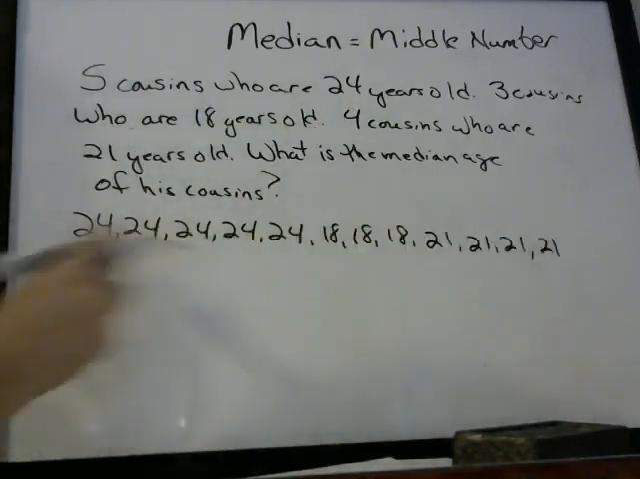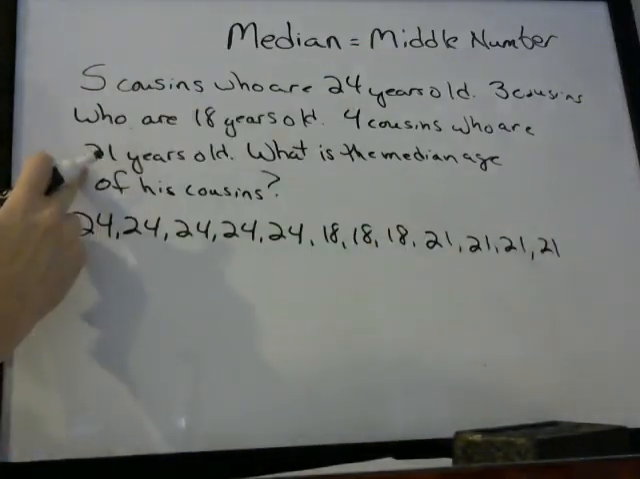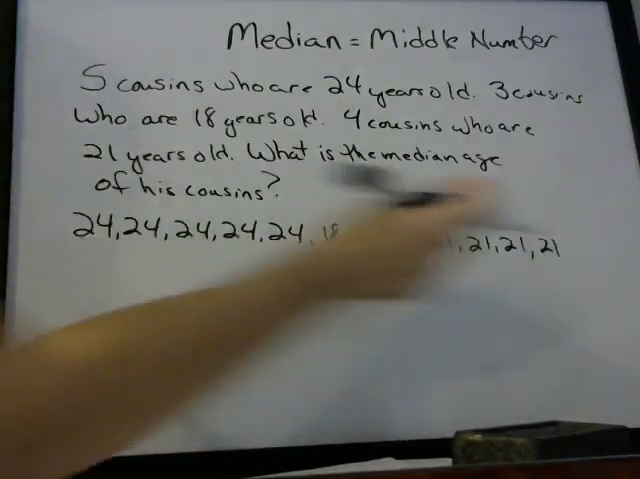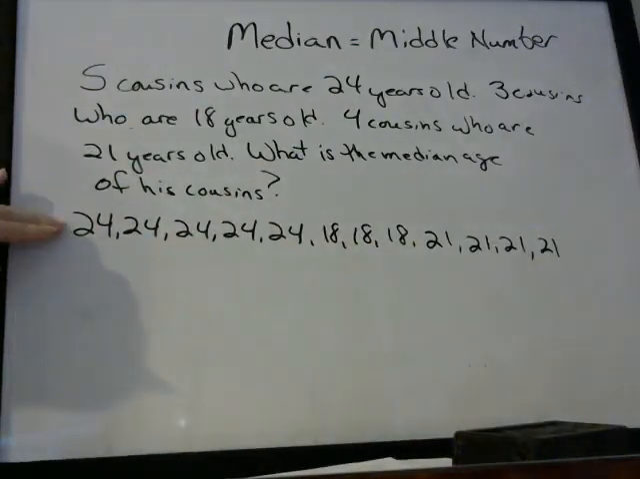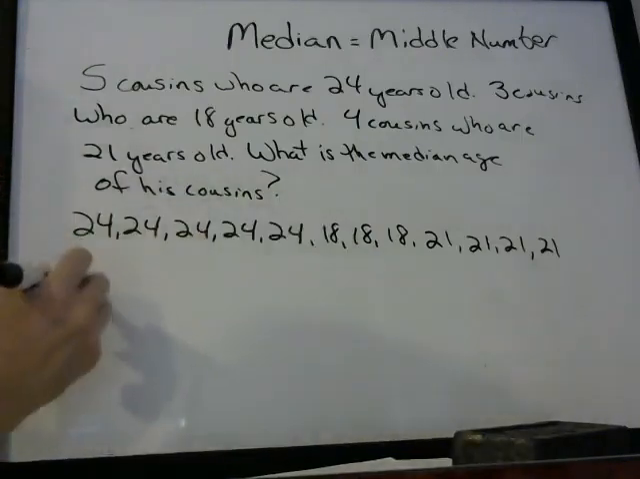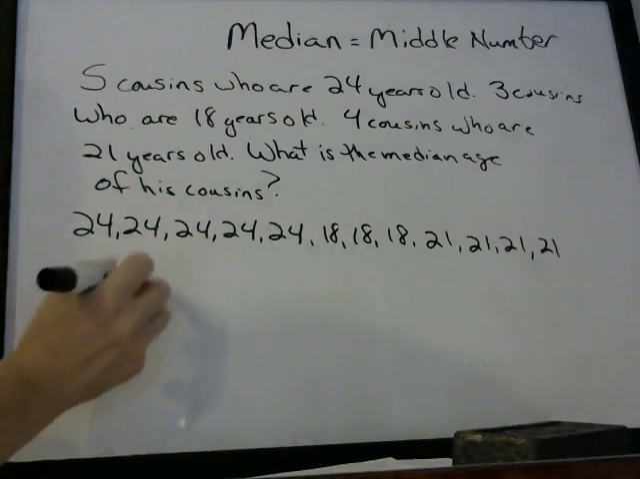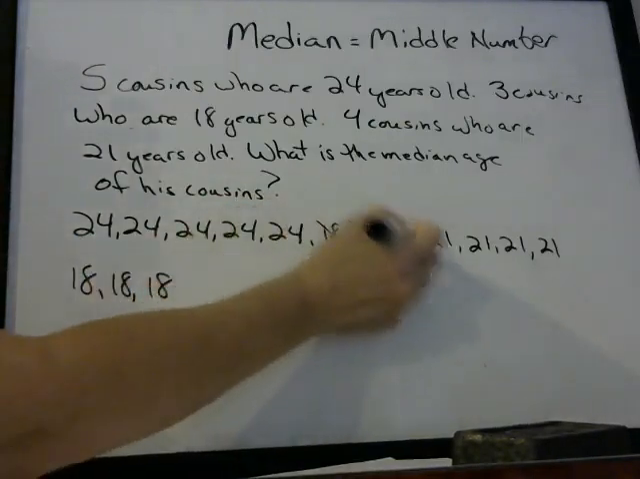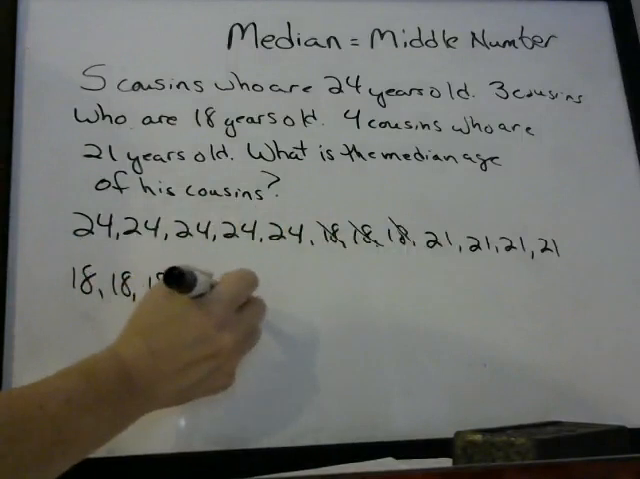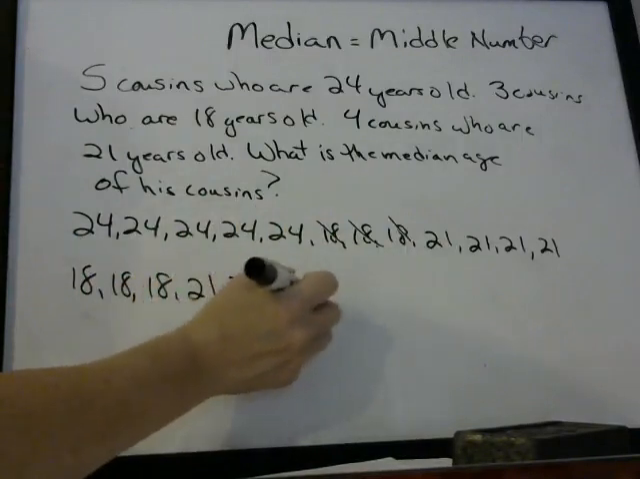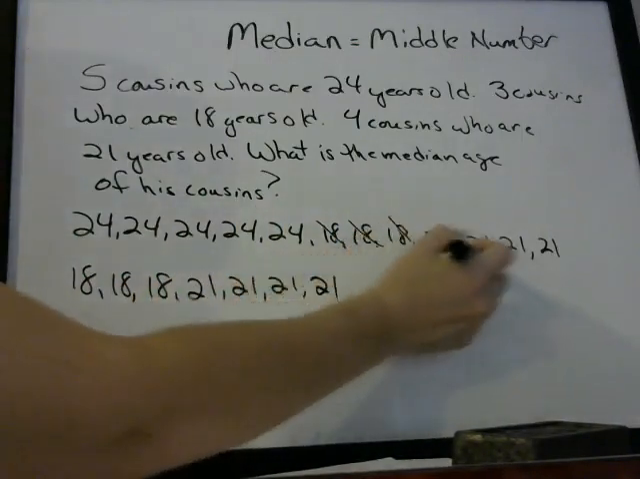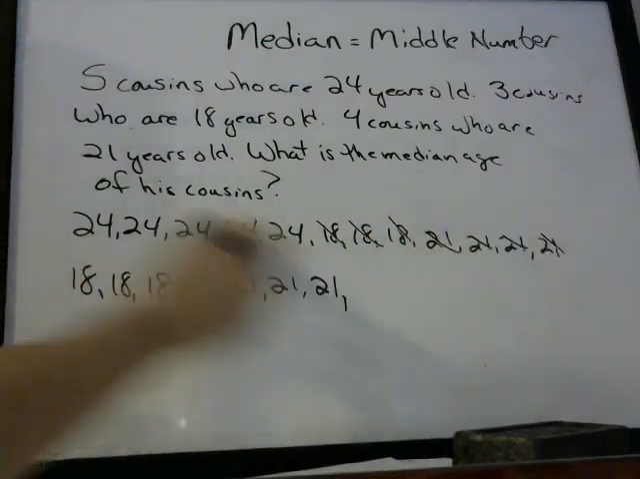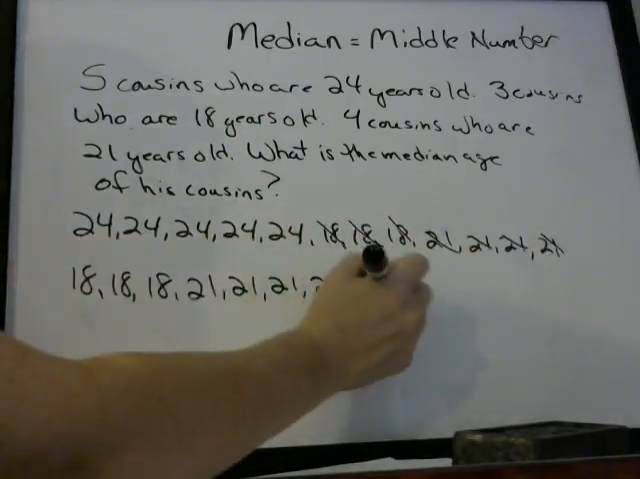So first I would just write down my data set in the way that it's given to me. So now this is our data set. Now we need to write it in ascending order, just like we did last time. Always, always, always write it in ascending order. So we have 18, 18, 18, 21, 21, 21, 21, and then 24 5 times.